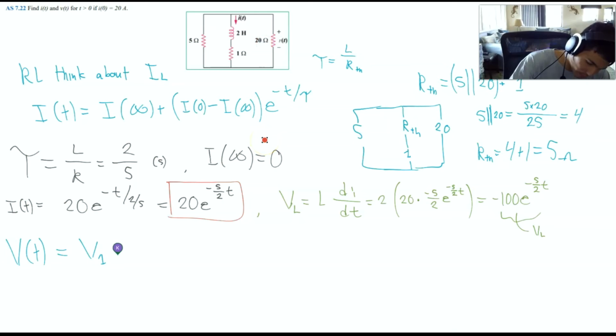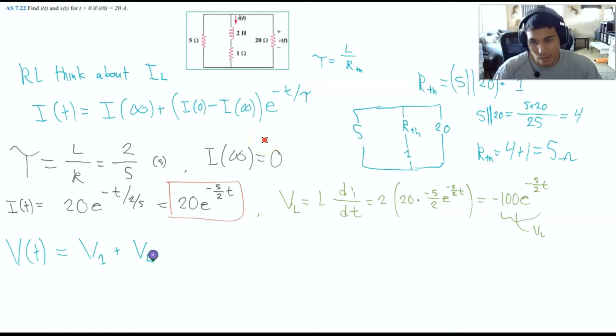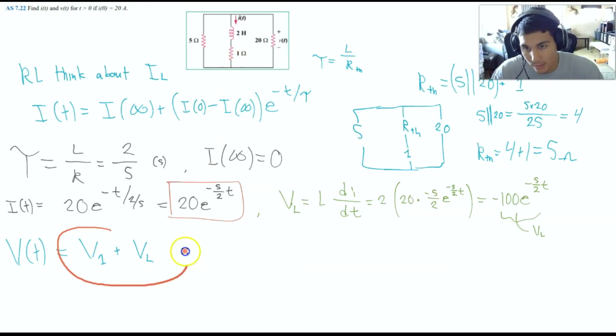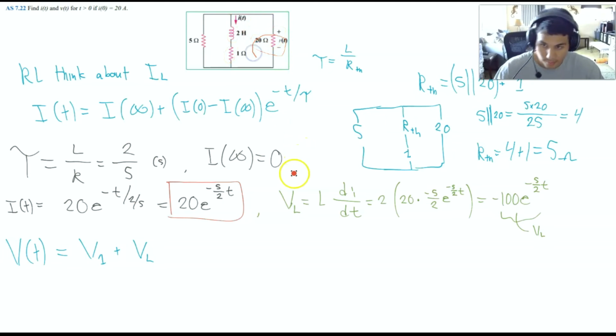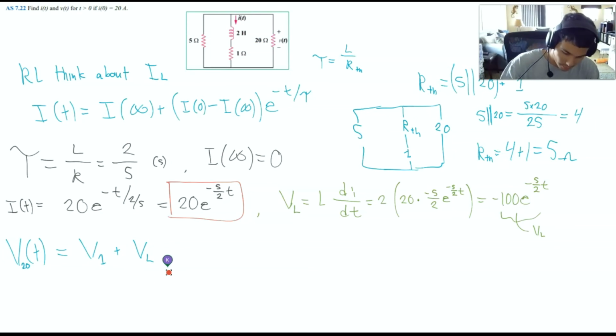So V1 plus VL. Sorry, I didn't say anything wrong earlier, I just said something slightly wrong. But this is true. Okay, V1, there's this voltage here and a voltage here, and they should equal out to V20. And we'll write V sub 20. So we want to find this, but we're going to use these two facts to find that. Okay, so V1 of t.